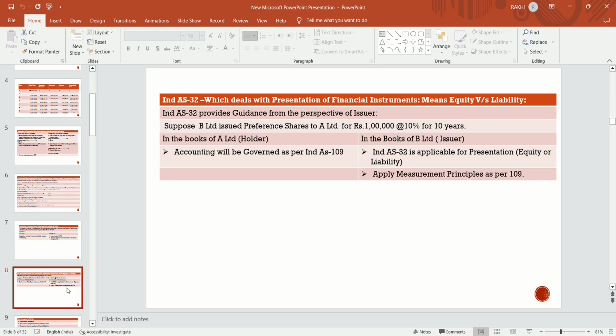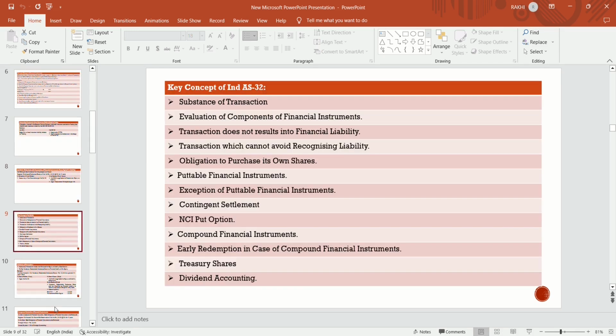Then we had discussed about some concepts in Ind AS 32. What Ind AS 32 talks about, which deals with the presentation of financial instruments, how a financial instrument is to be presented in case of equity versus liability. Then we have discussed about the key concept of Ind AS 32, that is substance of transaction, how it is to be evaluated. We will discuss all these concepts in this session today. So let's start our topic.